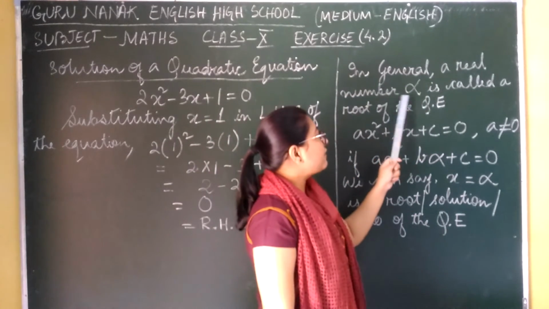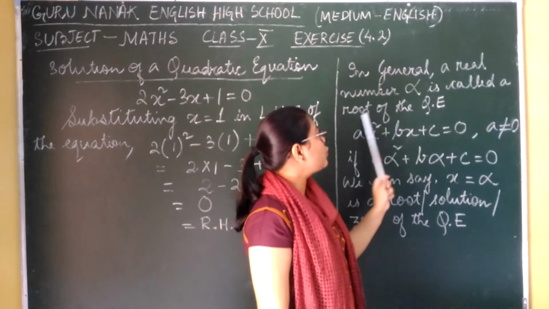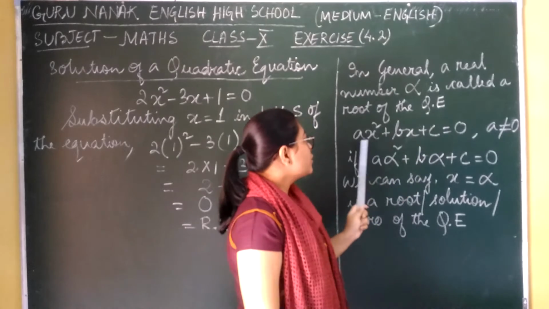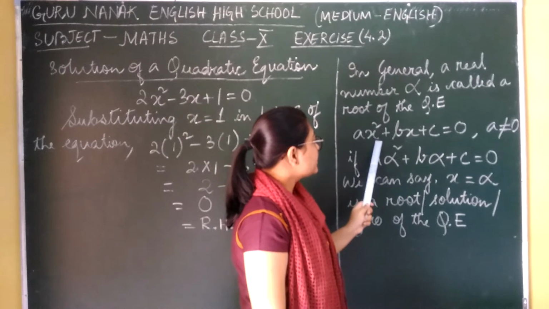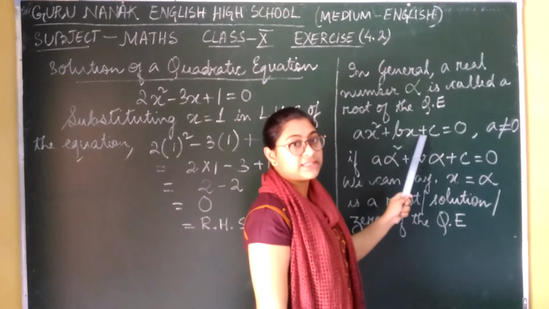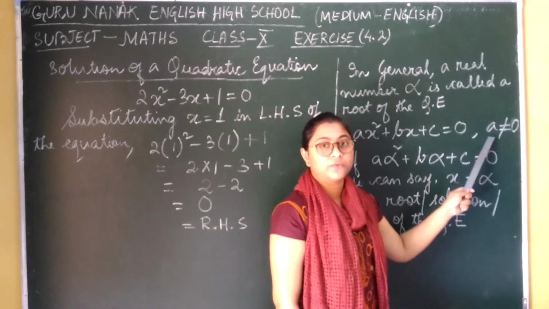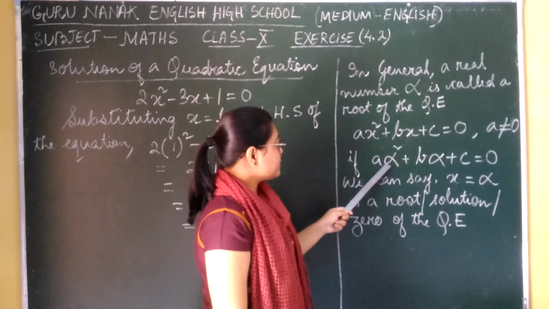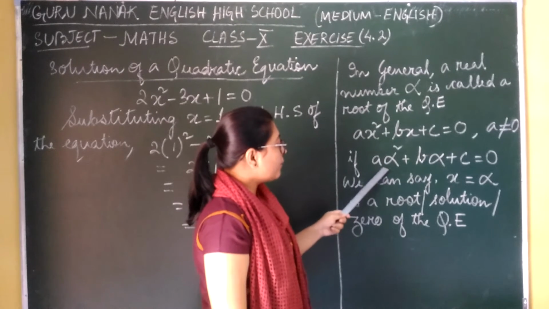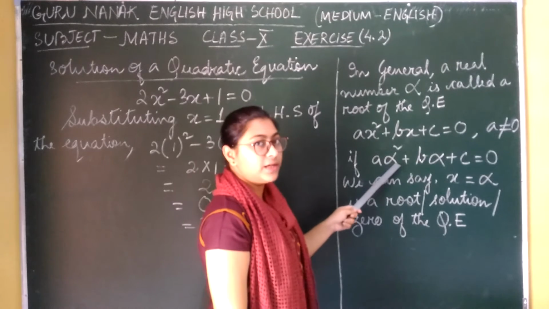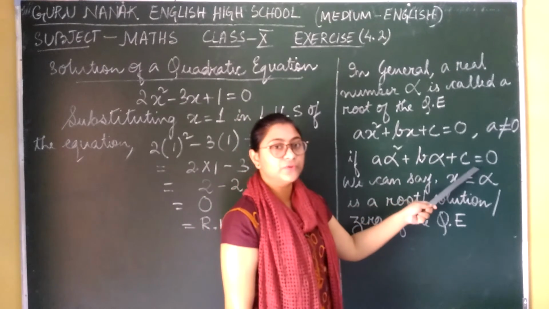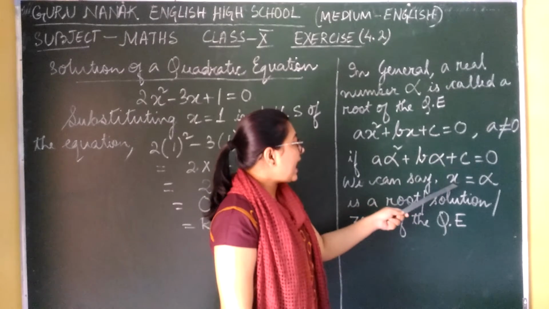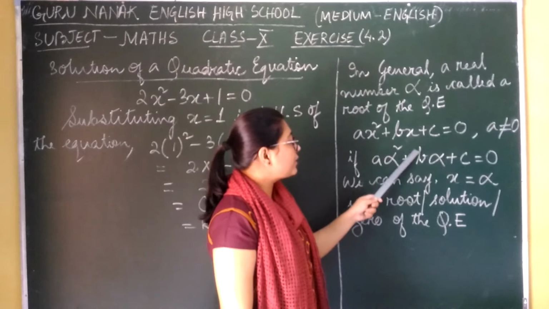a real number alpha is called a root of the quadratic equation. So if we consider the quadratic equation in standard form, ax squared plus bx plus c equals 0, where a should not be equal to 0, and we substitute alpha, then our equation will become a alpha squared plus b alpha plus c equals 0.